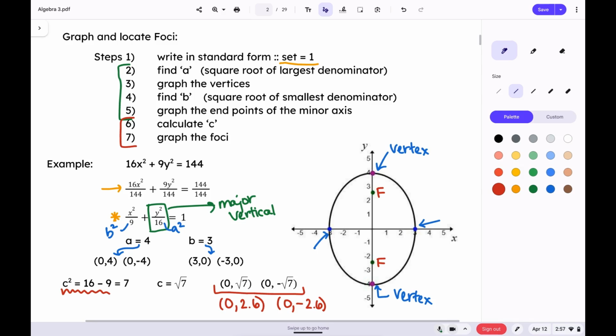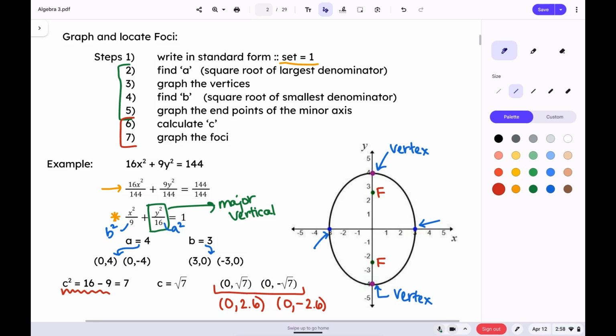Something to keep in mind when you're graphing an ellipse: the focus points should always be on the same line as your vertices, but they should always come before the vertices. So when you start at your center and work your way along that axis, the focus point should come first and then the vertices should follow it. That lets you know that you're putting them in the right spot and that you did your calculations correctly. Okay? So that gives you an idea of how we're going to graph these types of ellipses.